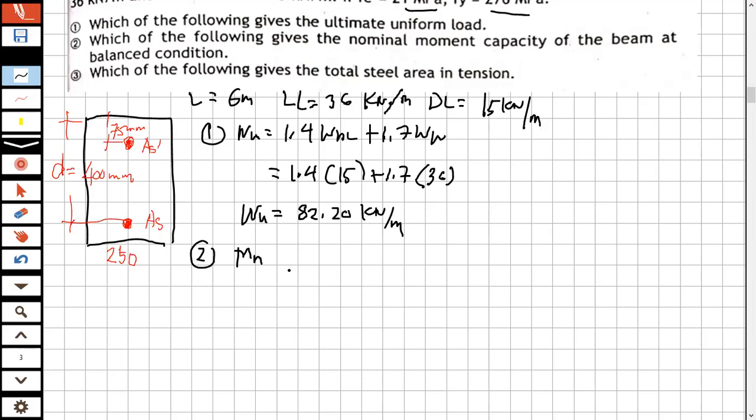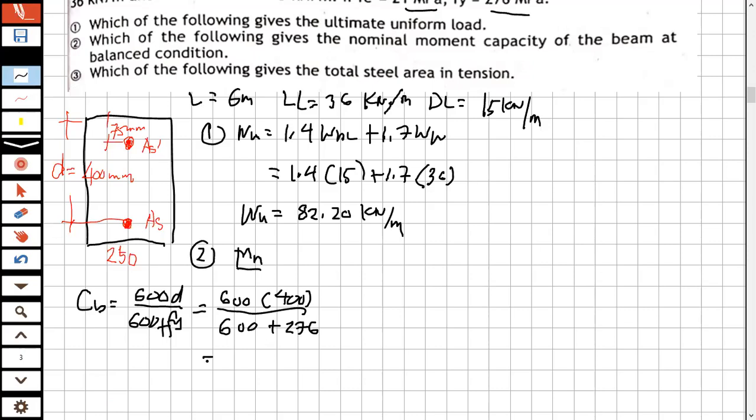So in this case, meron tayong formula na CB is equal to 600 D over 600 plus Fy. So we have here 600. Effective depth natin is 400. 600 times 400. Then you have 600 plus Fy na 276. Then we can have the value of CB of 273.97 millimeter.